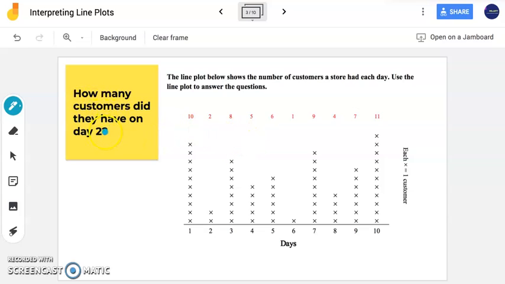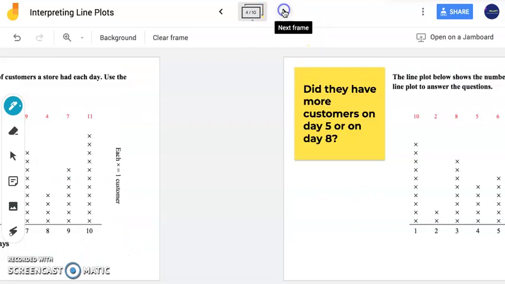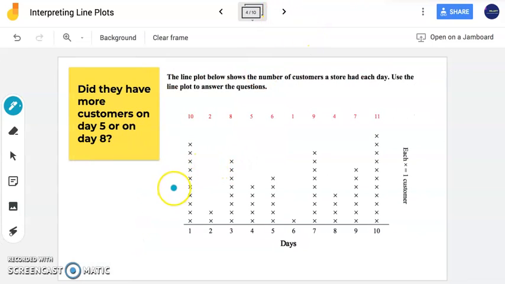How many customers did they have on day 2? So now all I need to do is find day 2 on my axis here and count how many X's there are. Now, luckily here, there's only 2 X's, but I also see my number above that I counted 2 already. So how many customers did they have on day 2? There was 2 customers.